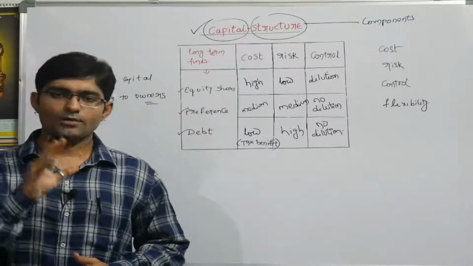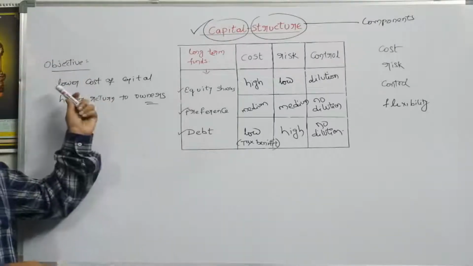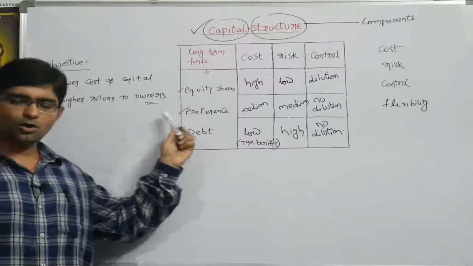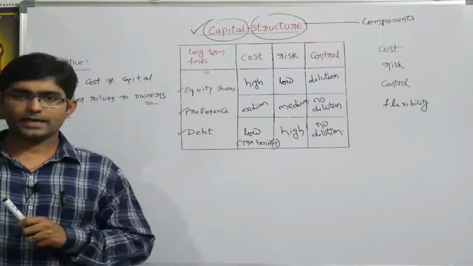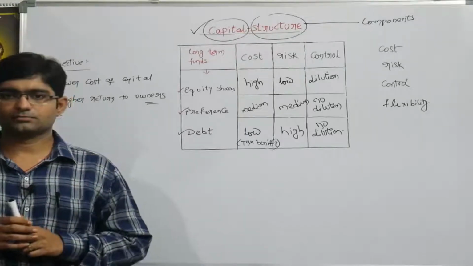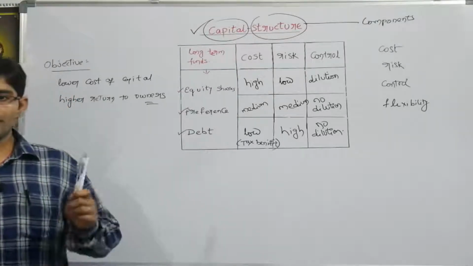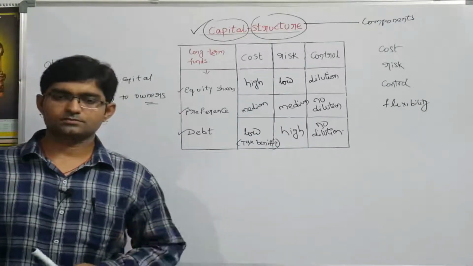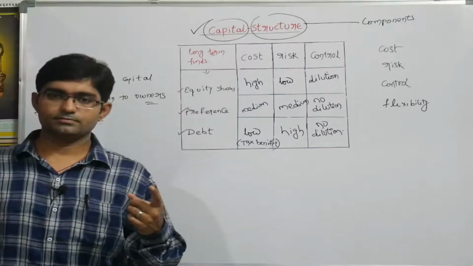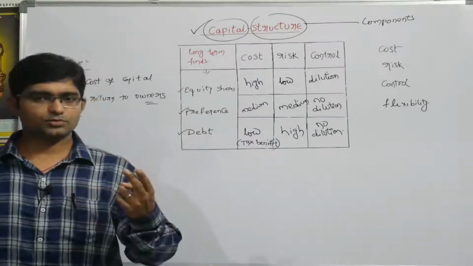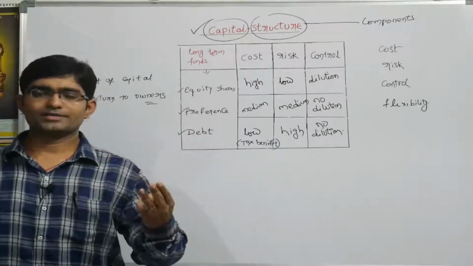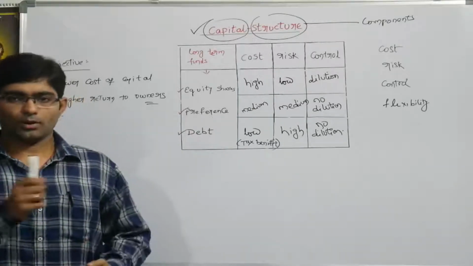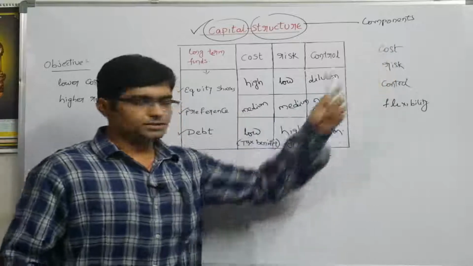Our aim, our objective is lower cost of capital and higher return to the owners. While designing the capital structure, we need to keep in mind the following principles: the cost principle, risk principle, control principle, and the last one is flexibility. Okay, first one is cost.